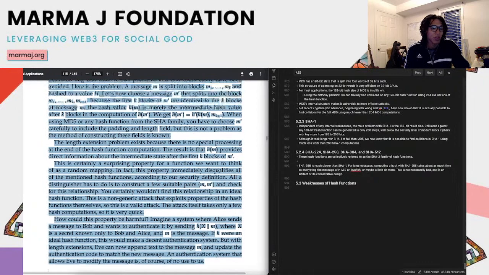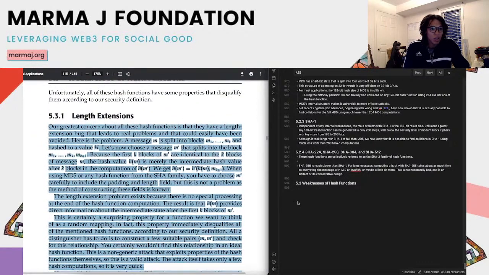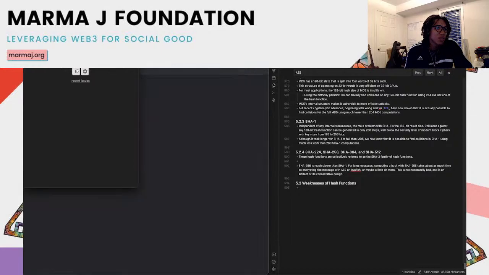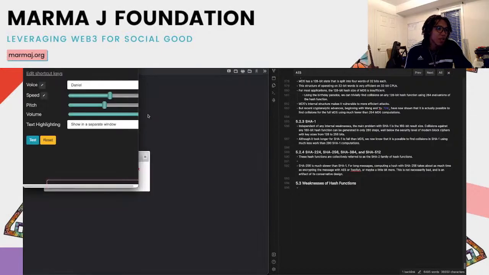Our greatest concern about all these hash functions is that they have a length extension bug that leads to real problems and that could easily have been avoided. Here is the problem. A message m is split into blocks m1 to mk and hashed to evaluate. Let's now choose a message n that splits into the blocks m1 to mk plus 1. Because the first k blocks of n are identical to the k blocks of message m, the hash value h(m) is nearly the intermediate hash value after k blocks.